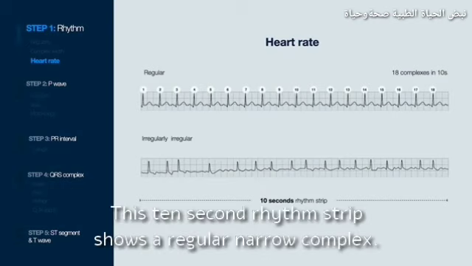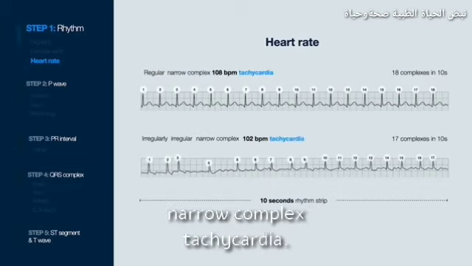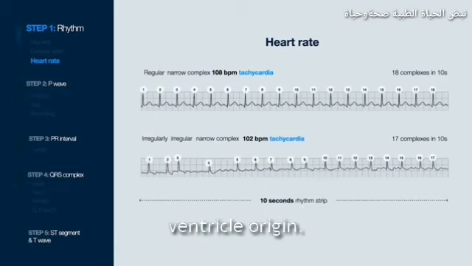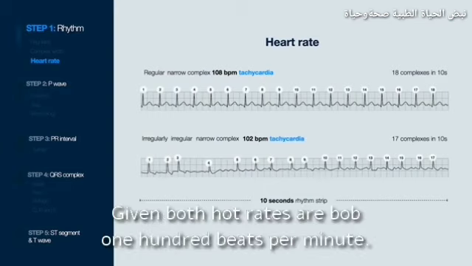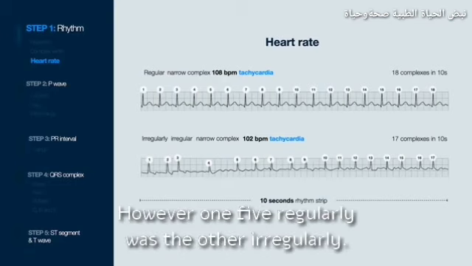This 10-second rhythm strip shows a regular narrow complex tachycardia, whilst this is an irregular narrow complex tachycardia. Given that both complexes are narrow, they both have a supraventricular origin. Given both heart rates are above 100 beats per minute, they're both tachycardic. However, one fires regularly whilst the other irregularly.